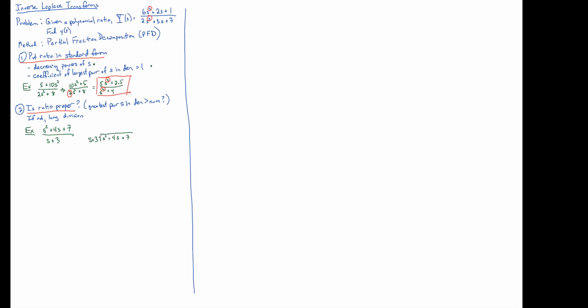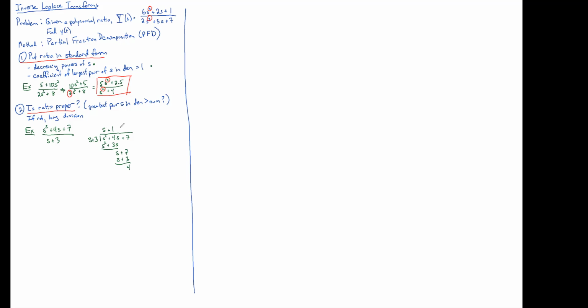As we divide through here, firstly, we ask what times s gives us s squared, and it's s. So s times s plus 3 is s squared plus 3s. We subtract and get s. Bring down the 7. Does s go into s? It sure does. It goes in 1 time. 1 times s plus 3 is s plus 3. Subtract, and you get 4.